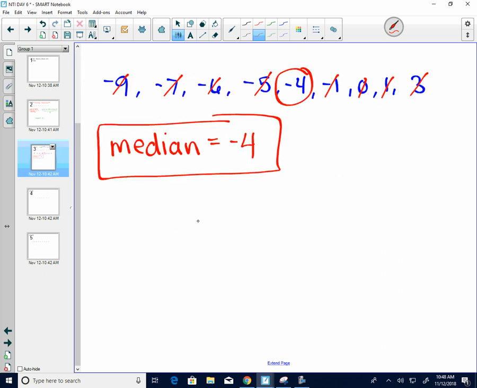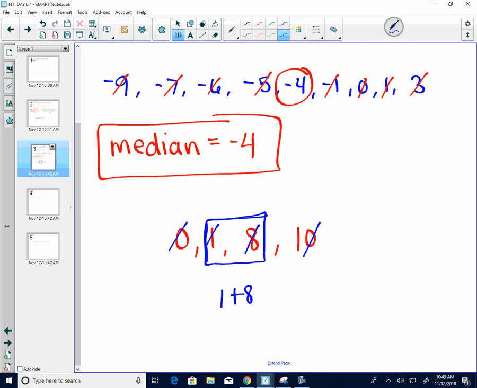If you happen to have a set of data, and say you had 0, 1, 8, and 10, this is an even set of data. So if I start marking off end to end, well, there's not a single one in the middle. So what I have to do is take the two that are in the middle and find their average. So I have to do 1 plus 8 divided by 2. So that would be 9 divided by 2, and that should work out to be 4.5. So for this example, the median would be equal to 4.5.